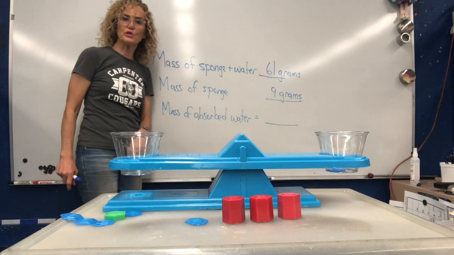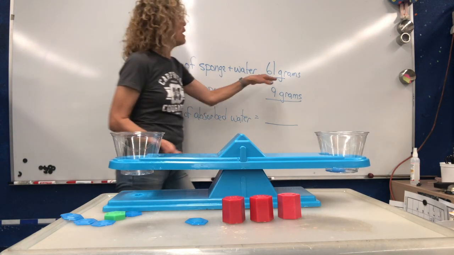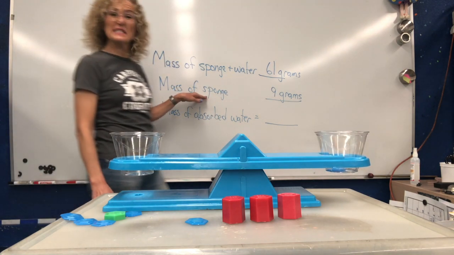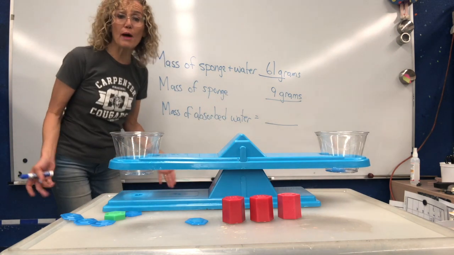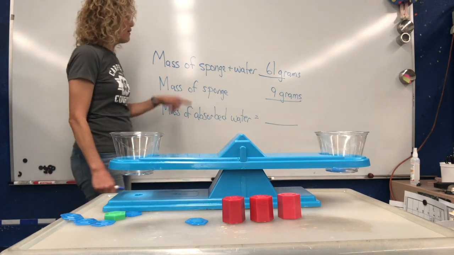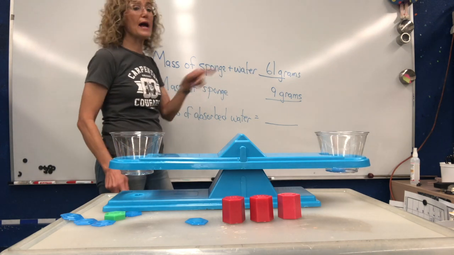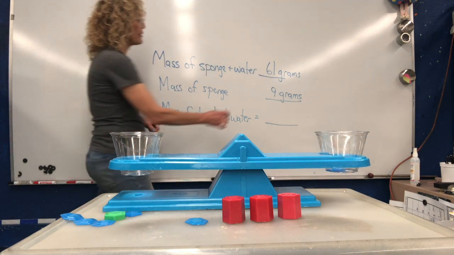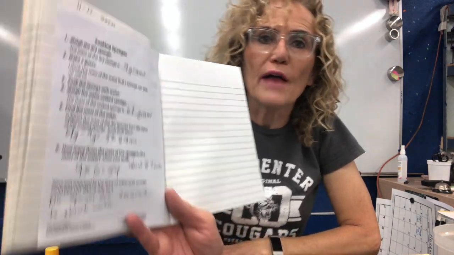So this is how I would do this problem. I know the mass of the sponge and the water. I measured it. At the end, it was 61 grams. I also know the mass of just the sponge. I measured it. It was 9 grams. I can do a math problem. I can subtract the mass of the sponge from the sponge and water. And when I do that, I will get the mass of just the water. So the mass of the water is 52 grams.